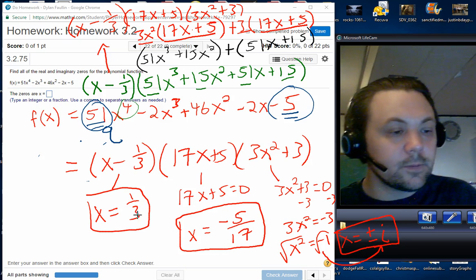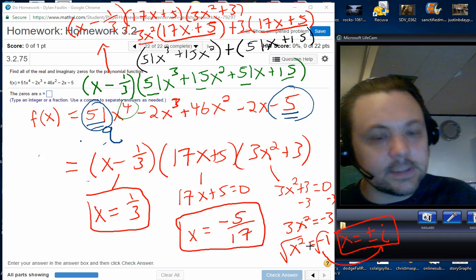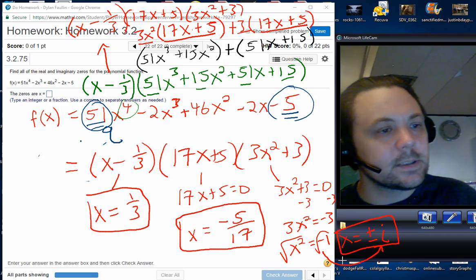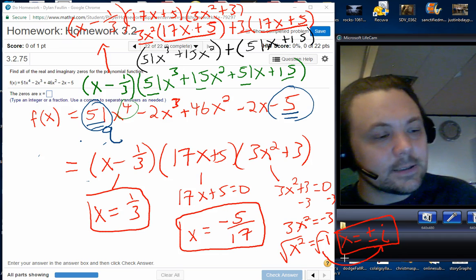All right, so we actually have 4 zeros here altogether. 1/3, negative 5 over 17, positive i, and negative i. We got 2 imaginary zeros in this case. So that is section 3.2.